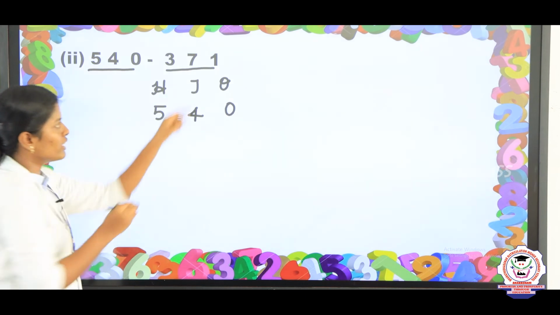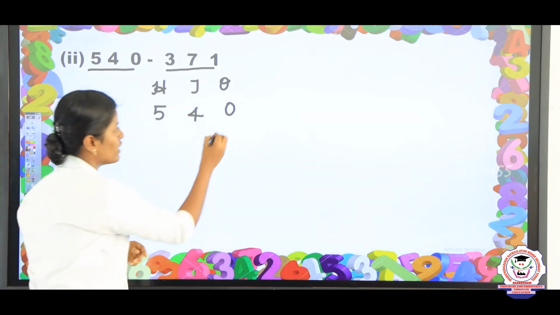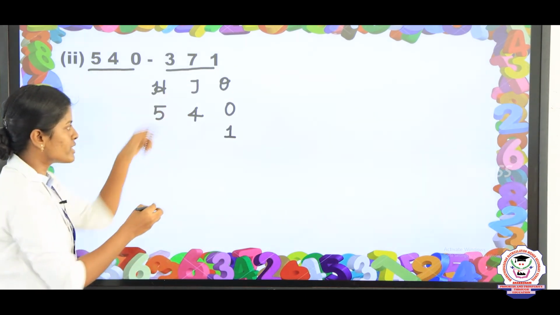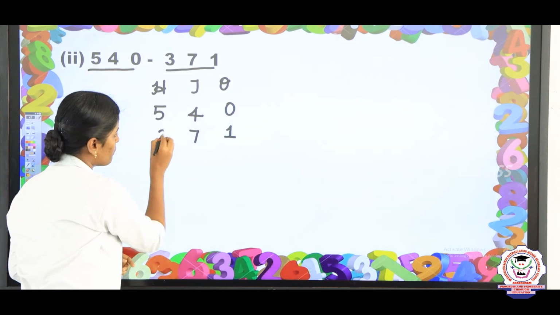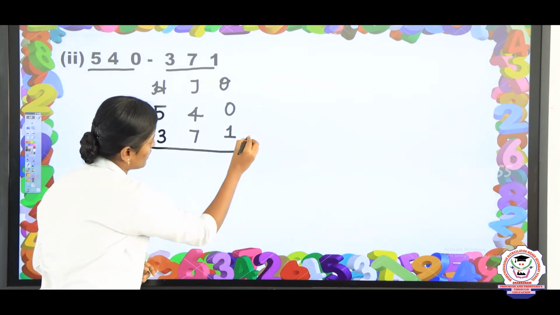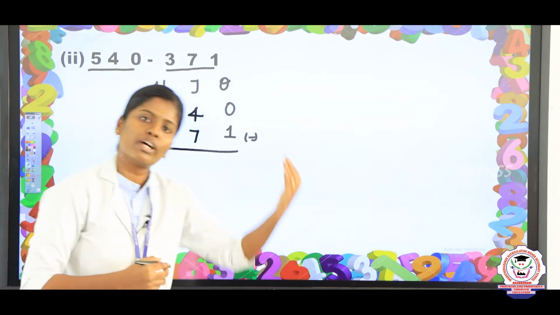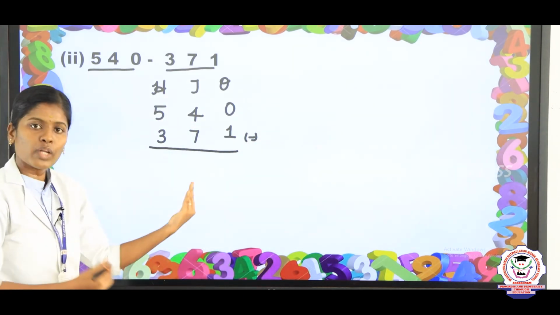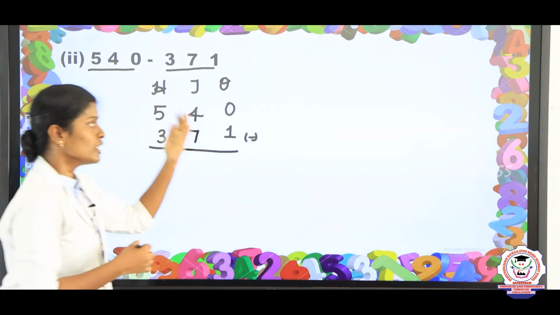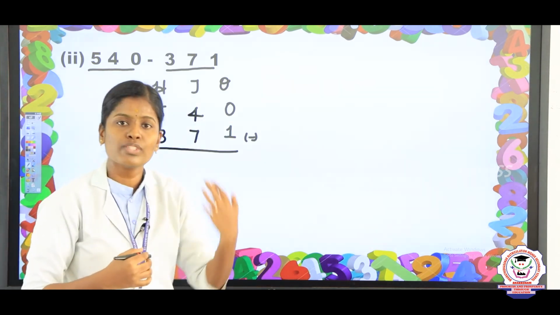Next take here, the ones place value is 1. The tens place value is 7. And the hundreds place value is 3. Now we are going to subtract this. So while subtracting, we will take the ones place value, tens place value, then hundreds place value. The ones place values are, here we have 0 minus 1.